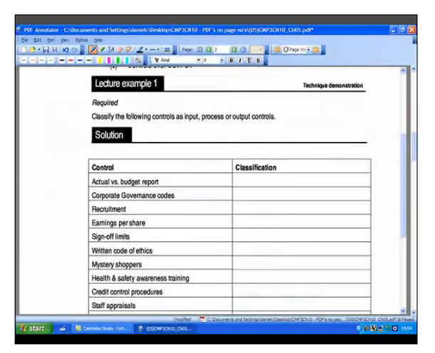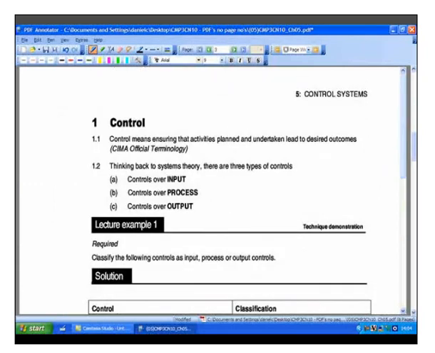The official definition of a control is ensuring that activities planned and undertaken lead to desired outcomes, or as we said before, making sure that what should be happening is happening. And we've already mentioned the idea of input, process and output controls. What this is saying is that there are three fundamental approaches to controlling anything.